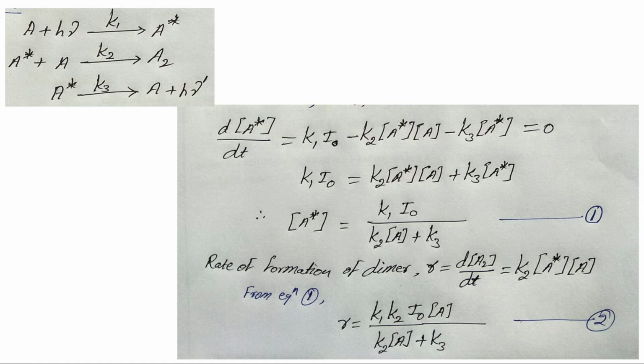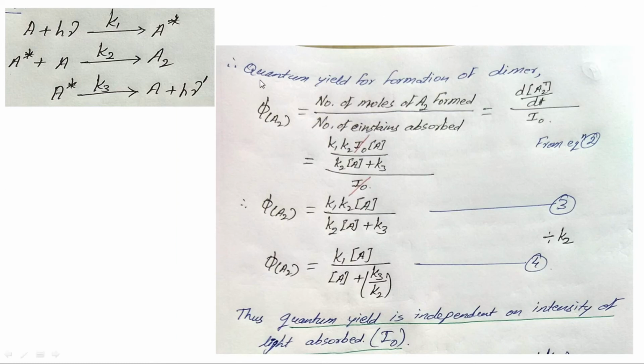The anthracene undergoes dimerization. So the rate of formation of dimer, that is R, is equal to d[A2] upon dt. As we know, in the second step dimerization takes place, so the rate of formation of dimer is equal to K2 into A star concentration into A. After substituting the molar concentration of A star from equation 1 in this rate of formation equation, we get equation 2.